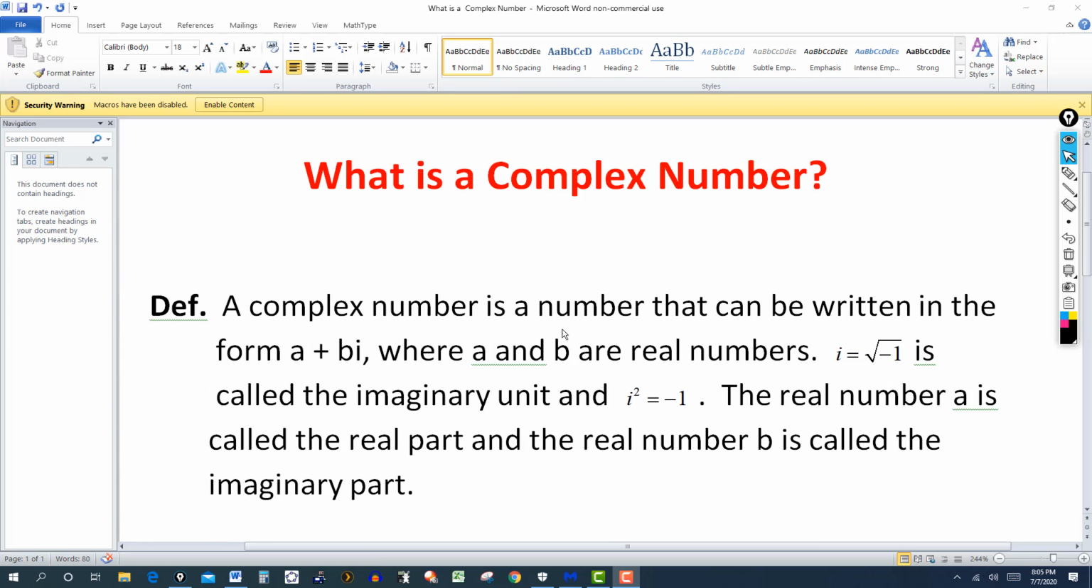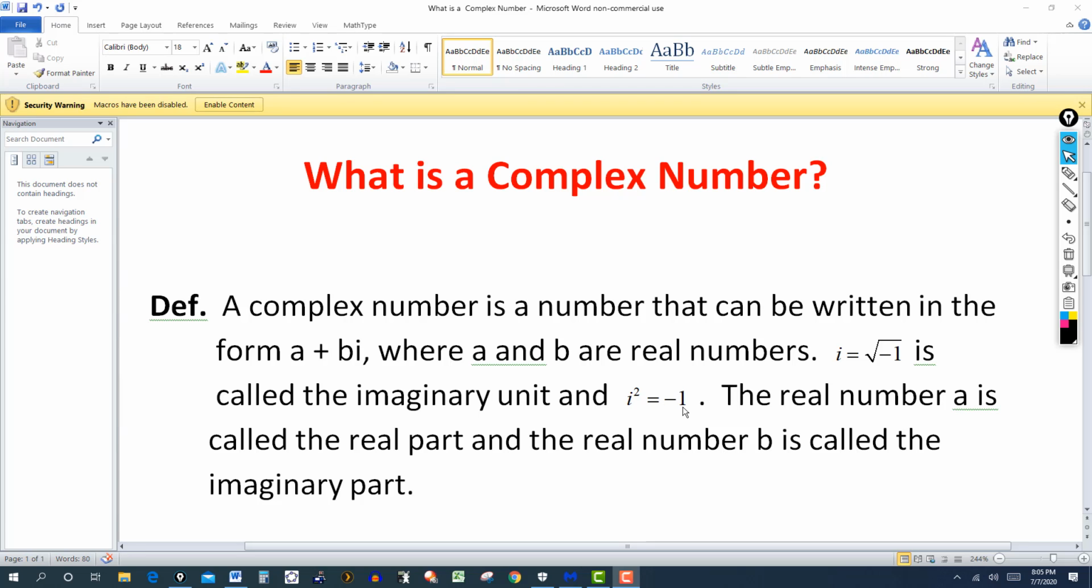So a complex number is a number that can be written in the form a plus bi, where a and b are real numbers, and i equals square root of -1. This is your imaginary unit. Okay, we know the square root of a negative number is not a real number. That's why it's called an imaginary number. Square root of -1. So that's your unit, and by definition the square of i is -1.